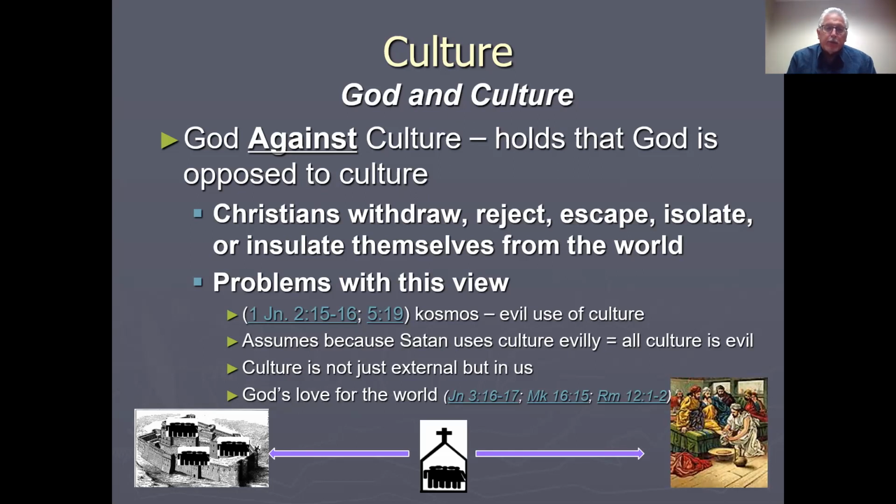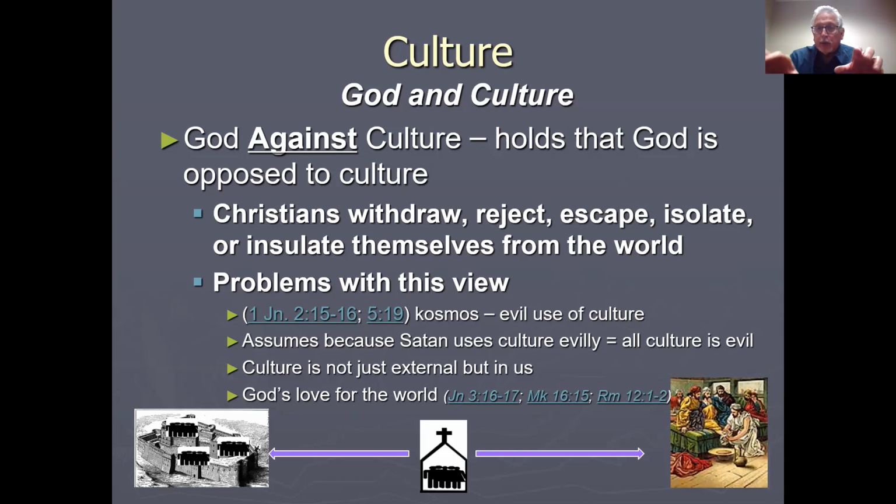So what happens is what I call the fortress mentality of some churches, where Christians withdraw, or reject, or escape, or isolate, or insulate themselves from the world. They're saying, well, the world's out there and we're in here, in our church building and so forth. But the truth is we always have to interact in the world.